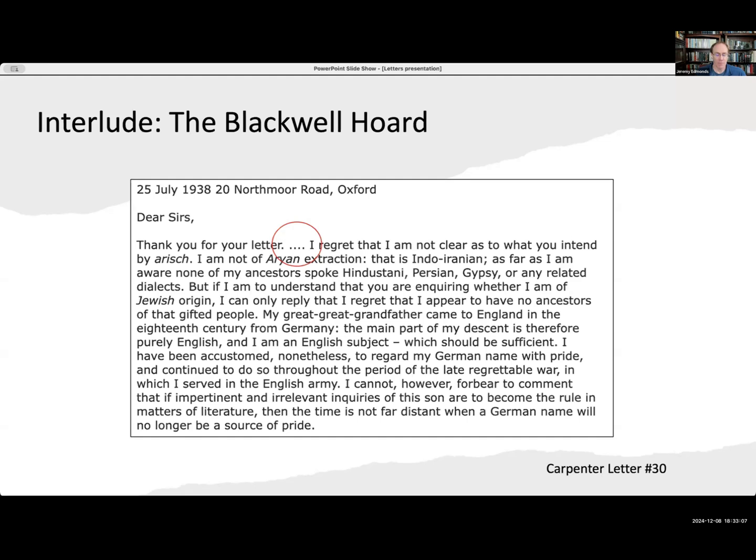So this indicates immediately that he had been in correspondence with them before, and this was just a final detail in the contract negotiations that were coming through.